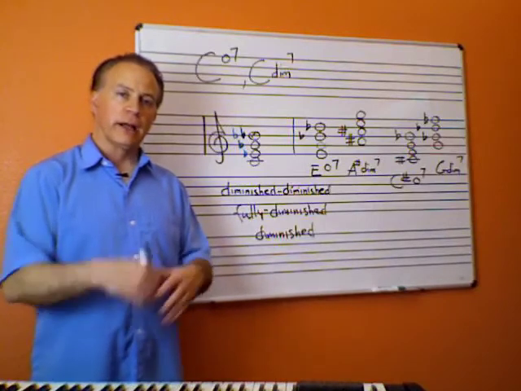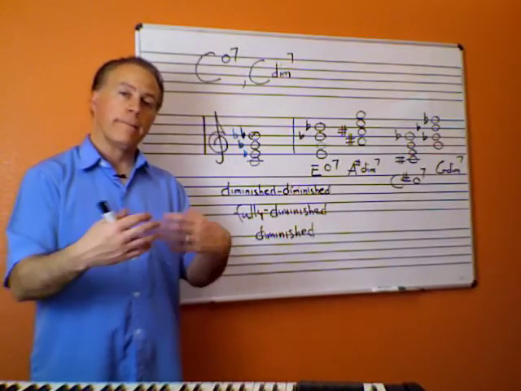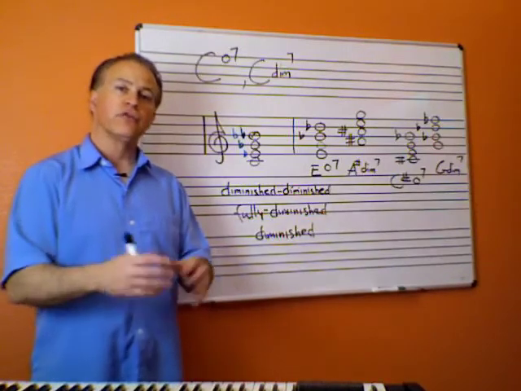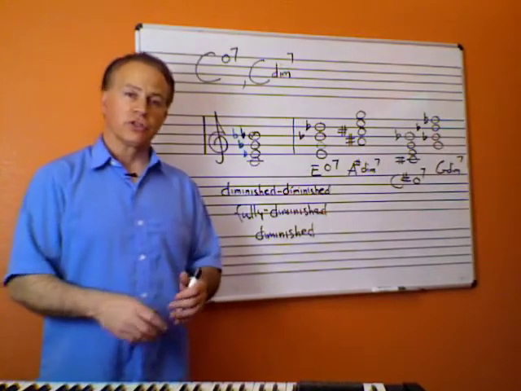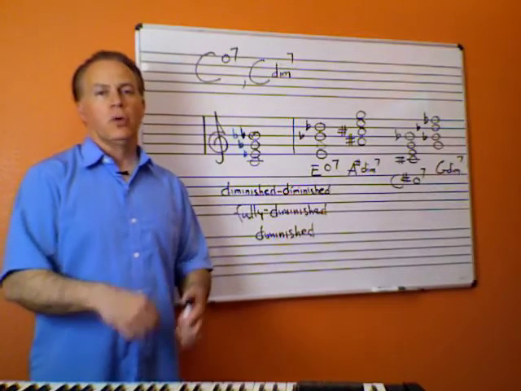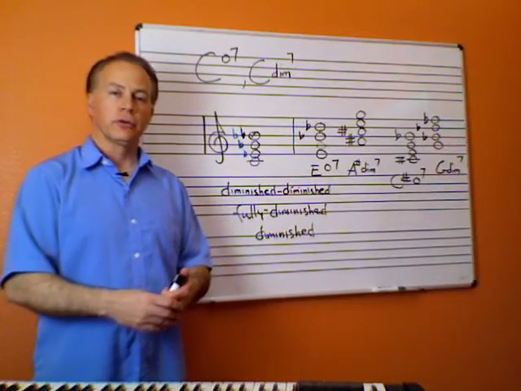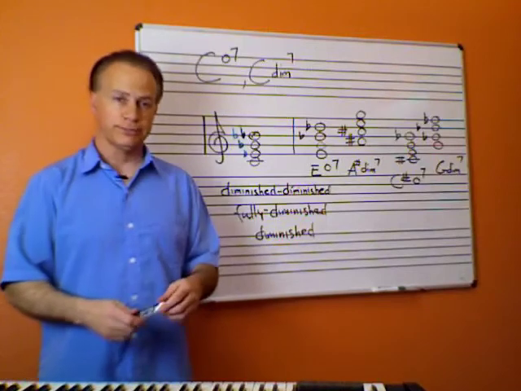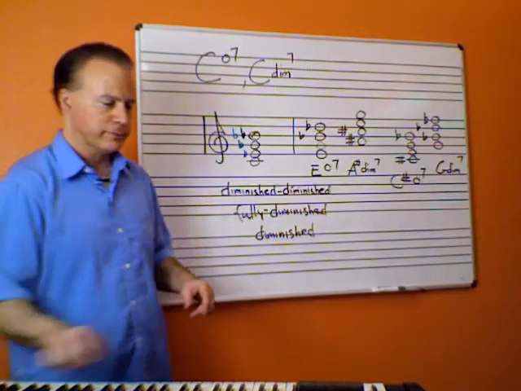Half diminished, like a minor seventh with a lowered fifth, or a major seventh with a lowered third, fifth, and seventh. And fully diminished, this one here, which is all stacked minor thirds, or a major seventh with a lowered third, fifth, and seventh, with the seventh lowered twice, also called diminished diminished. Those are the 5 main types.